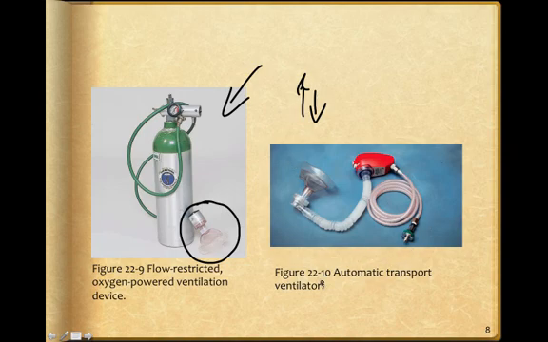This is figure 22.10, automated transport ventilator, and these kind of do the same thing as a demand valve, only you can set the tidal volume off of here, and then you secure the mask to the patient's face. This would be by hand, so by two-hand technique or CE fashion.